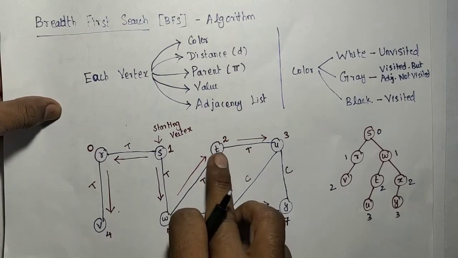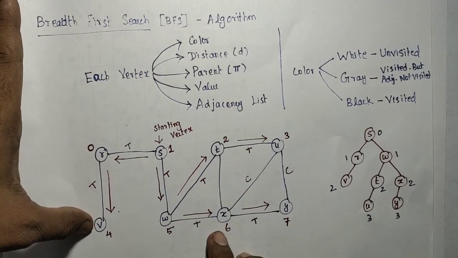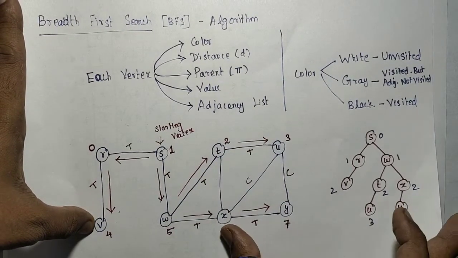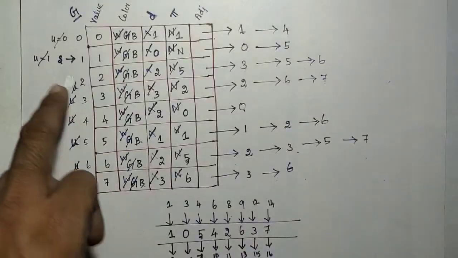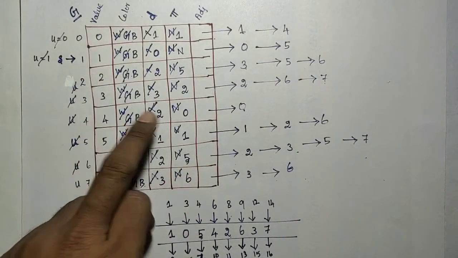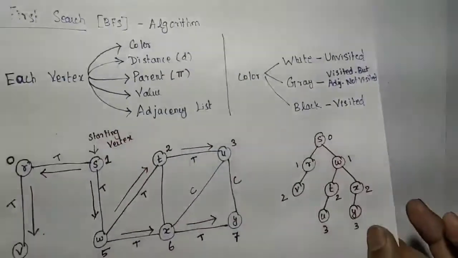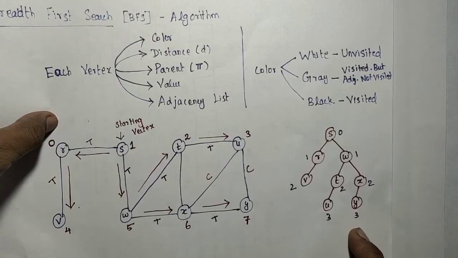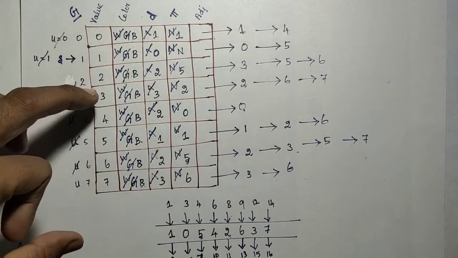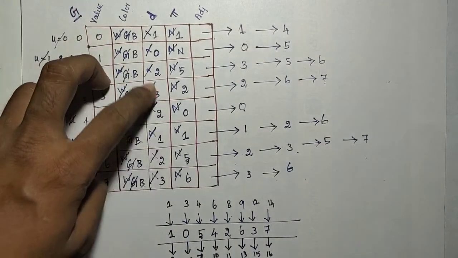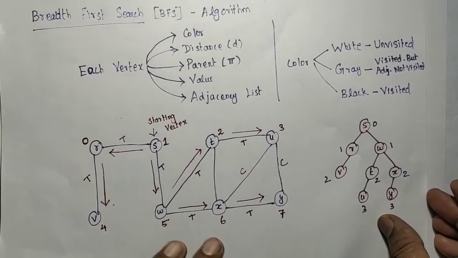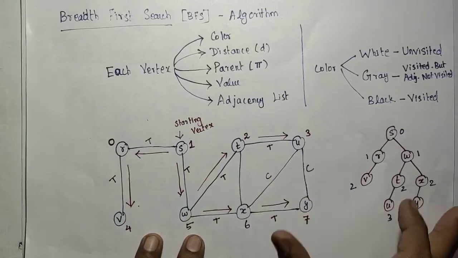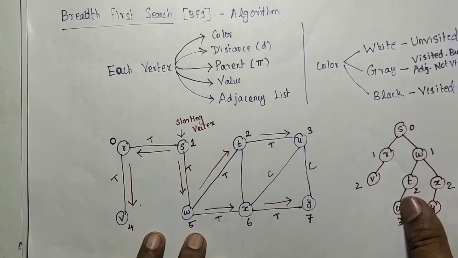V, T and X, that is 4, 2 and 6, the distance will be 2. And U and Y, meaning 3 and 7, the distance is 3. Easily we can find it. So this is the resultant tree. This is the order of visiting the nodes. Correct?